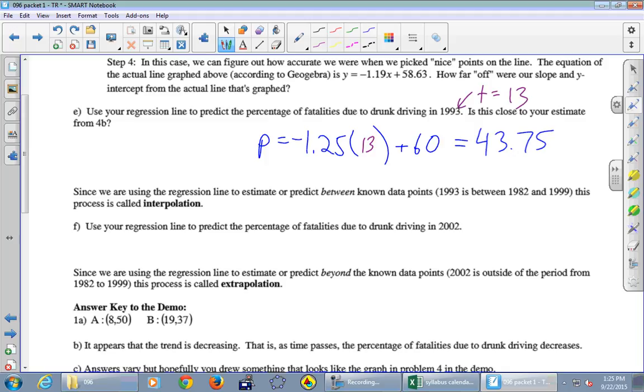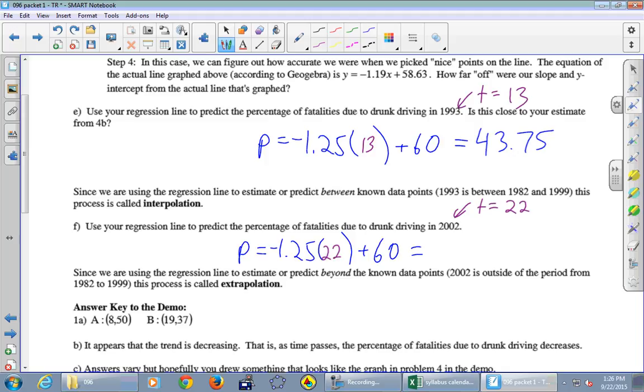Okay, let's try it. 2002. What is the T value here? Right. By that, 1980 is the beginning. This is 22 years later. So let's do the same thing we just did. P equals negative 1.25 times this brand new number of 22. And then plus the 60. 32.5.